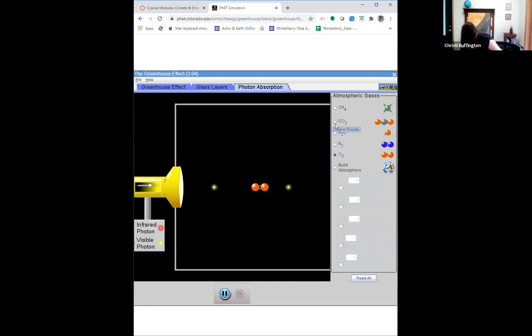Okay, remember what we did here? Write in the chat what you think will happen once we blast carbon dioxide with visible light. What will happen when we blast it with visible light?